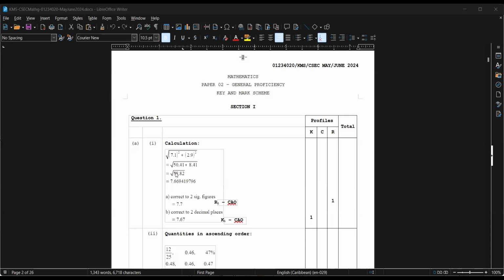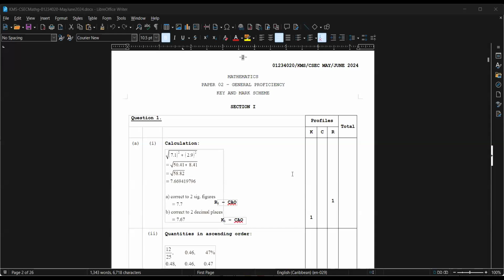You don't have to write all of this. There's no mark for it. Do you see it's blank? There's nothing here, no marks for it. My friend, are you seeing what I'm showing you? Yes, I'm seeing it, sir. There's no mark for any of these steps. Watch: the square root of 50.41 plus 8.4, no mark. The square root of 58.8, there's no mark allocated to it.